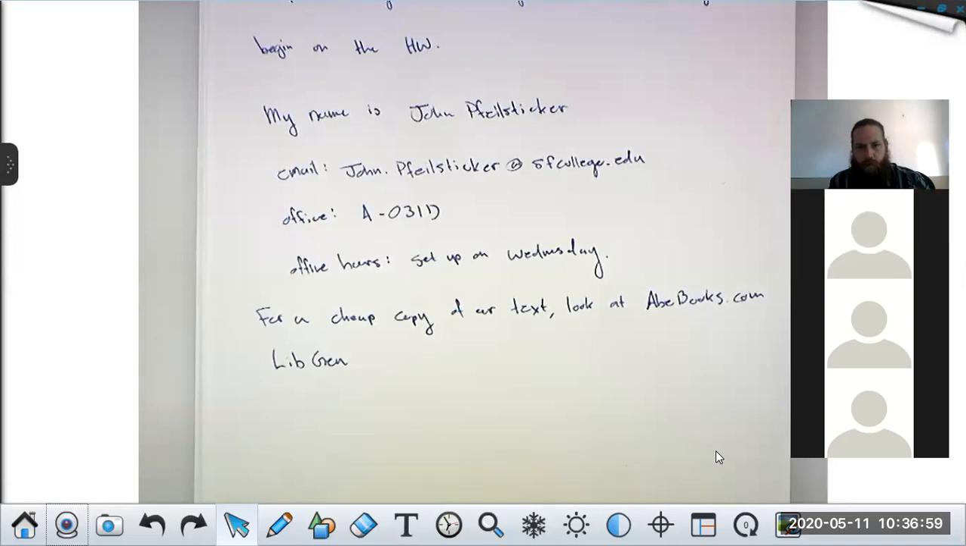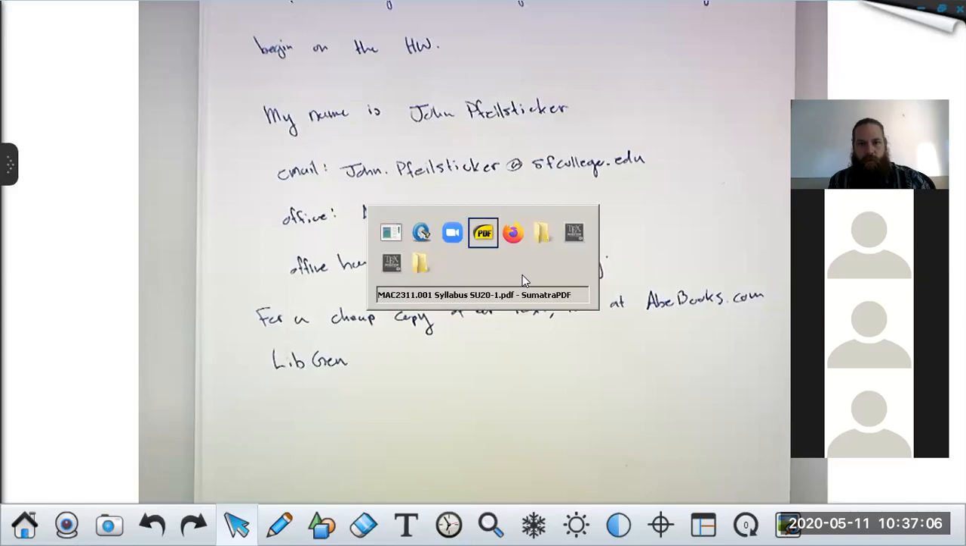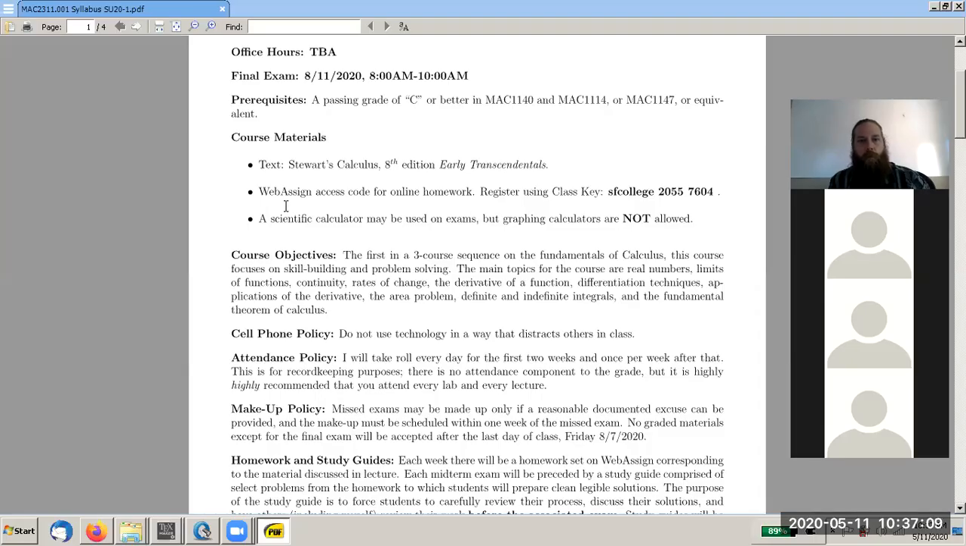Yeah, so how can we get the access code? So the access code, this is good. That's the next thing I want to talk about. WebAssign is an online math platform where you're going to do your homework and quizzes, things like that. If we're still online when we get to our first exam, our exams will be on WebAssign also. There's two things that you need to get into our WebAssign class. You need this class key right here, and then you also need an access code.